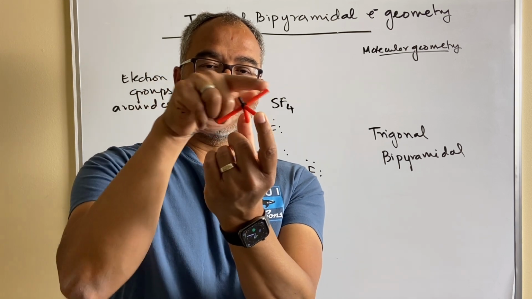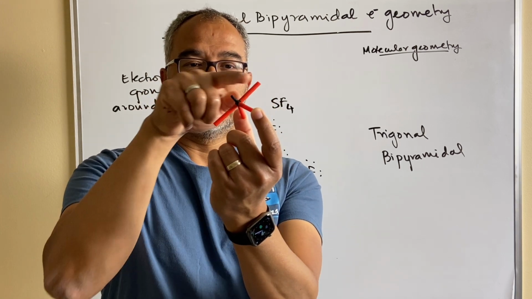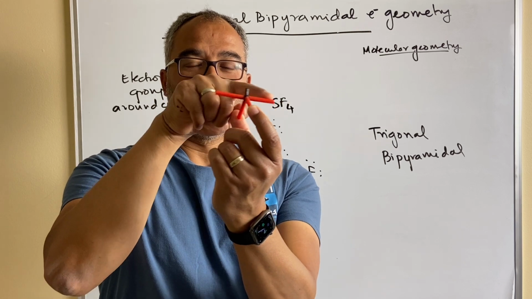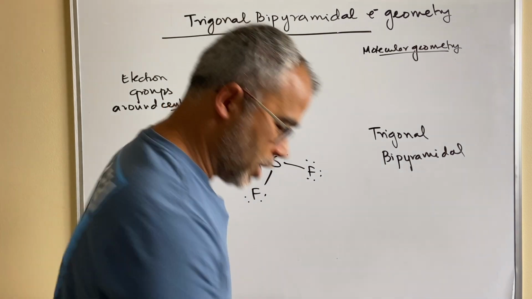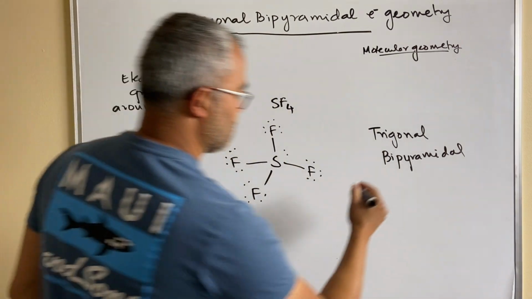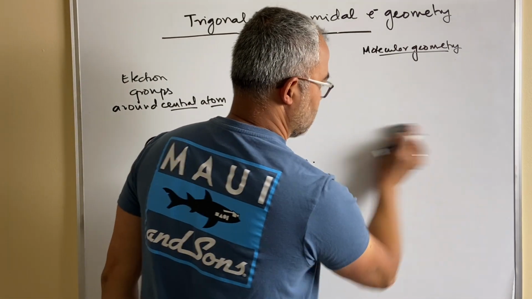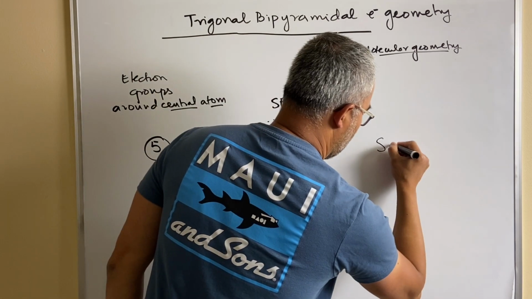Now this shape, if you kind of flip it, and if I hold it this way, notice carefully how this becomes a seesaw. There you go. It's a seesaw shape, right? So therefore this shape is called seesaw.